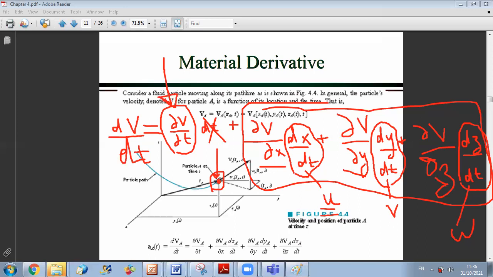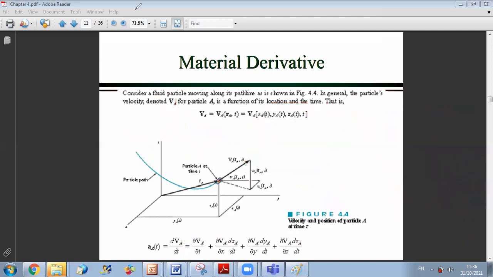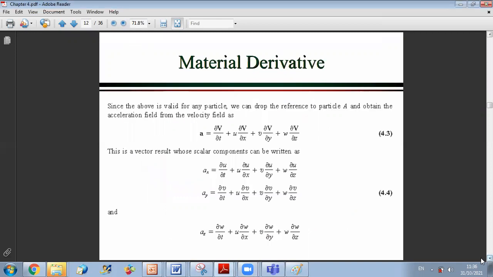So this is why we say that the total derivative of a variable in a fluid domain can be divided into the local variation with respect to time, and the variation of the variable with respect to space, okay? And we can apply the material derivative to any variable, not only velocity. It can be applied to pressure, to temperature, to any variable that is characterizing my flow.